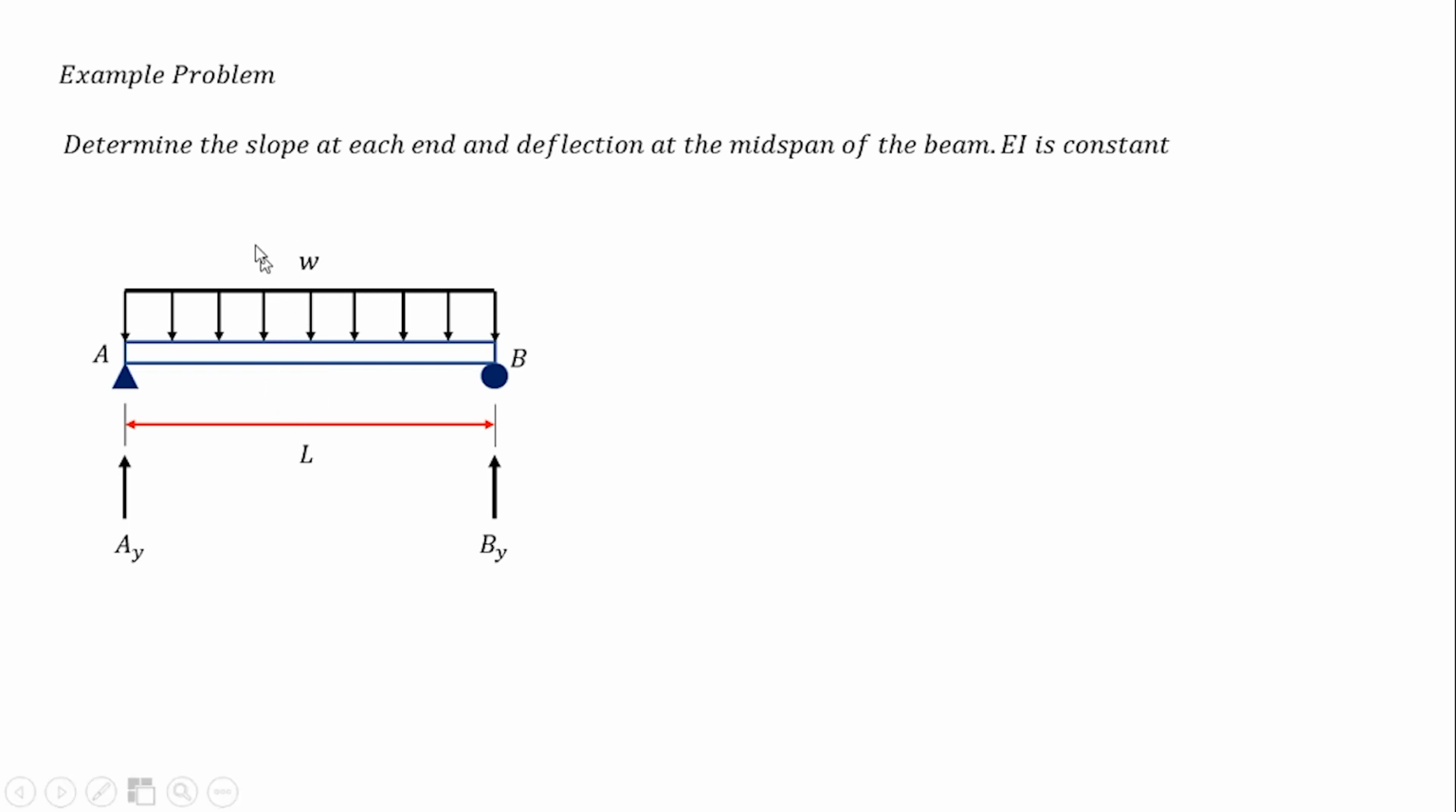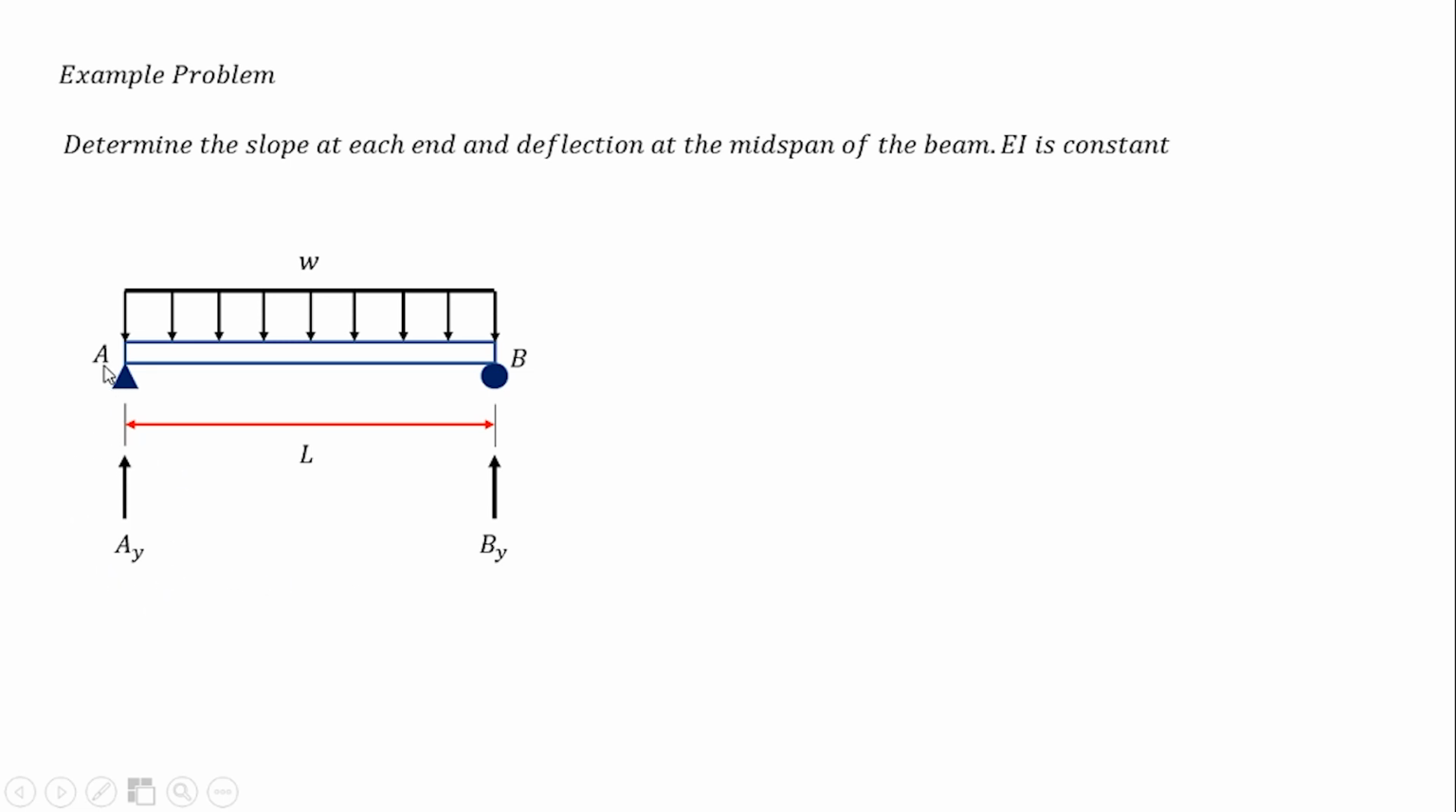So, for this problem, determine the slope at each end and deflection at the midspan of the beam. Let's say EI is constant. So, yung example problem natin, meron tayong simple beam, pin support and roller support at A and B. And yung load natin is distributed load, yung variable is W. And yung length natin is L. So, first, let's solve the reactions, external reactions.